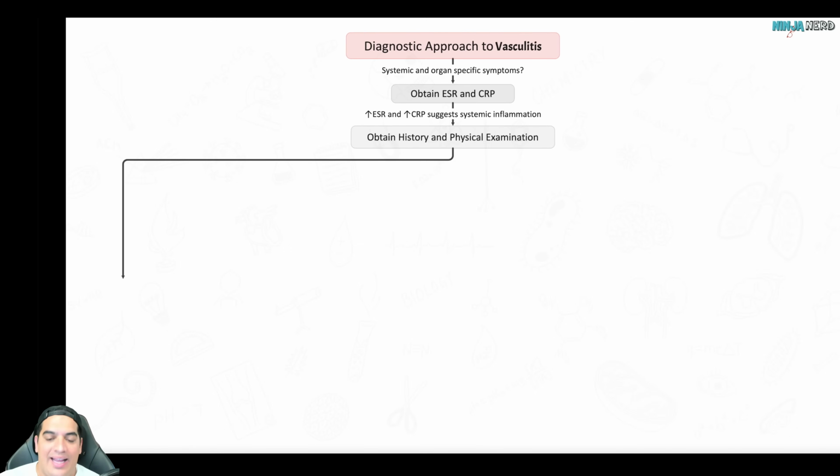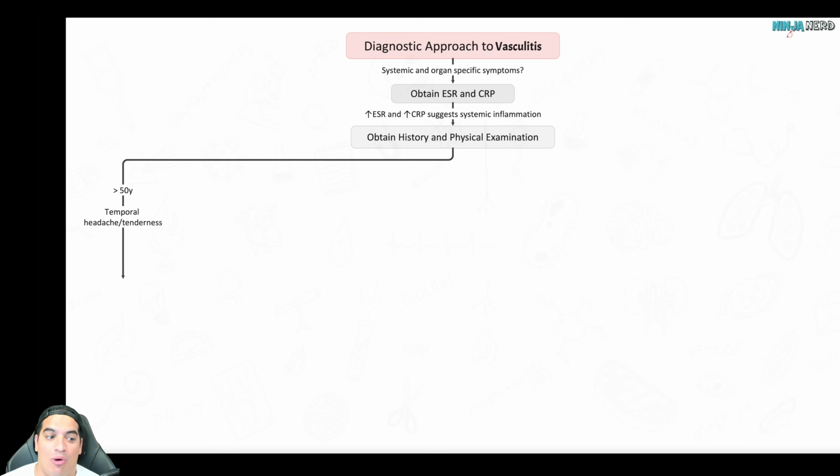All right, so now if we had obtained an ESR and a CRP and it comes back that it's really elevated, and they also have that fever, the fatigue, the anorexia, the weight loss, that's definitely suggesting systemic inflammation, right? So here's where a history and physical examination becomes extremely crucial to nail down a diagnosis of vasculitis. If I have constitutional symptoms, elevated ESR, CRP, and I have organ-specific symptoms, what in the heck does that even mean? For example, I have a patient who's greater than 50.